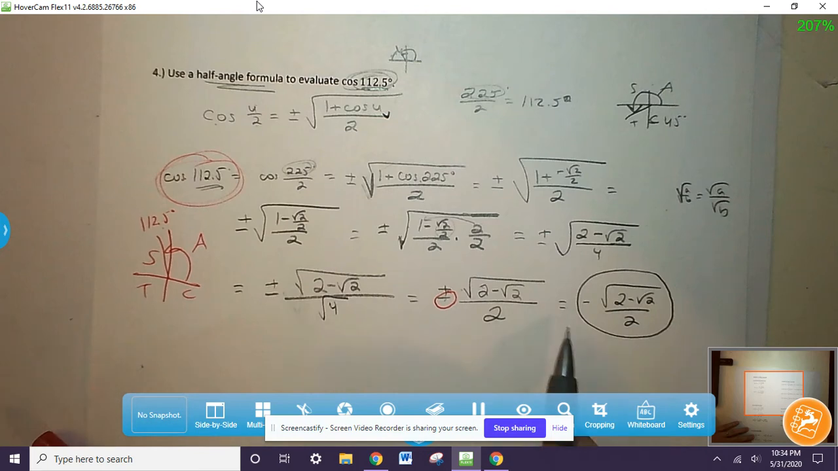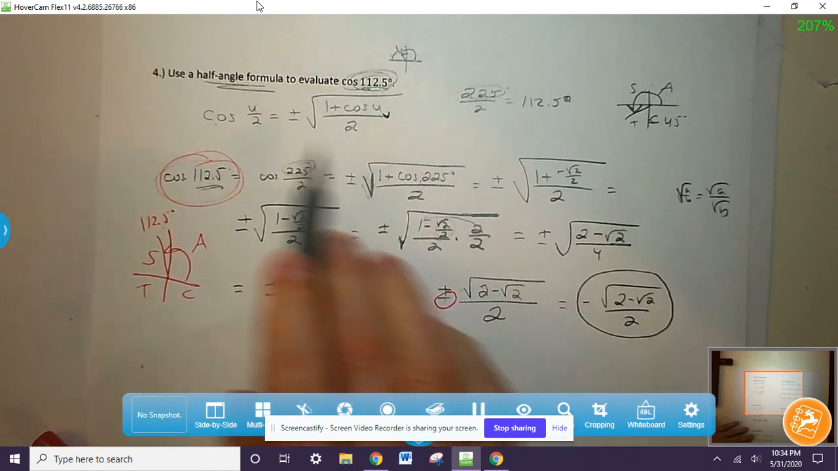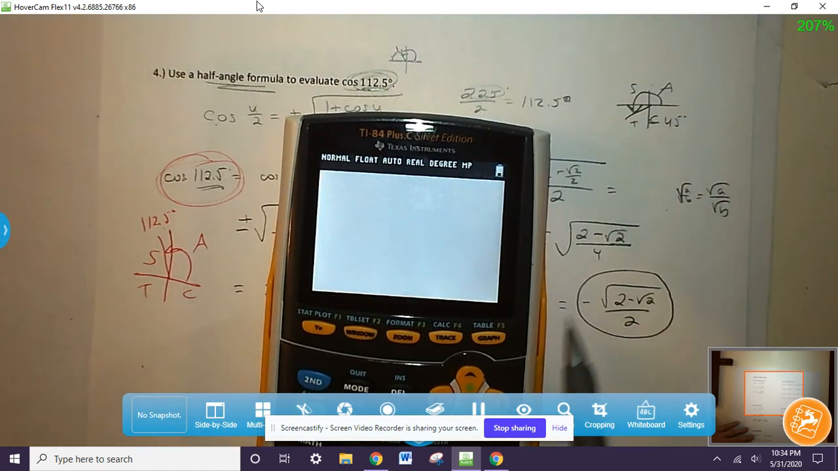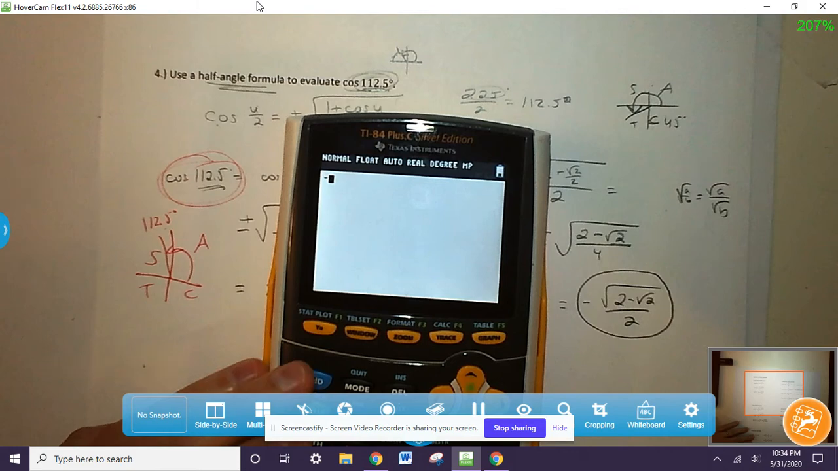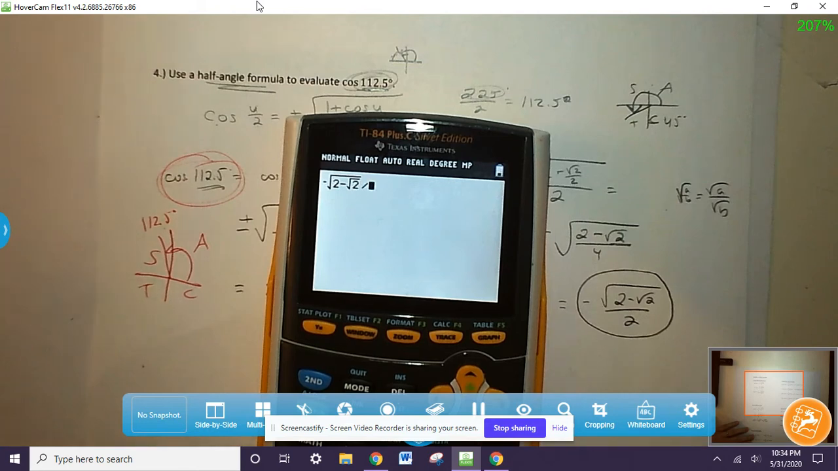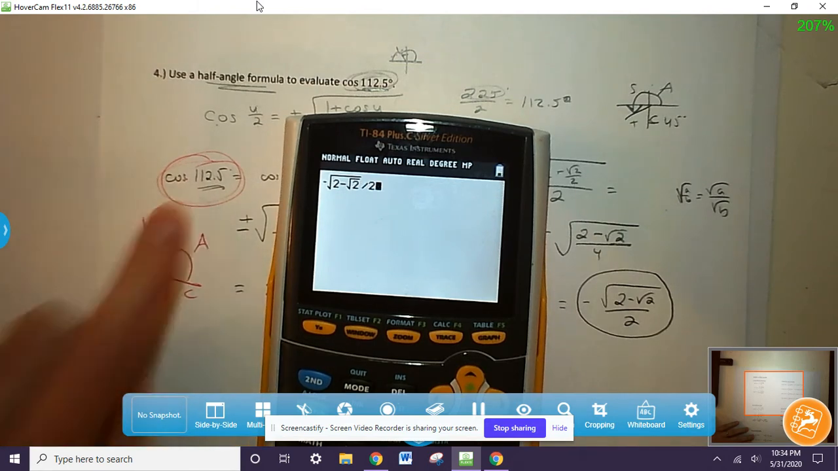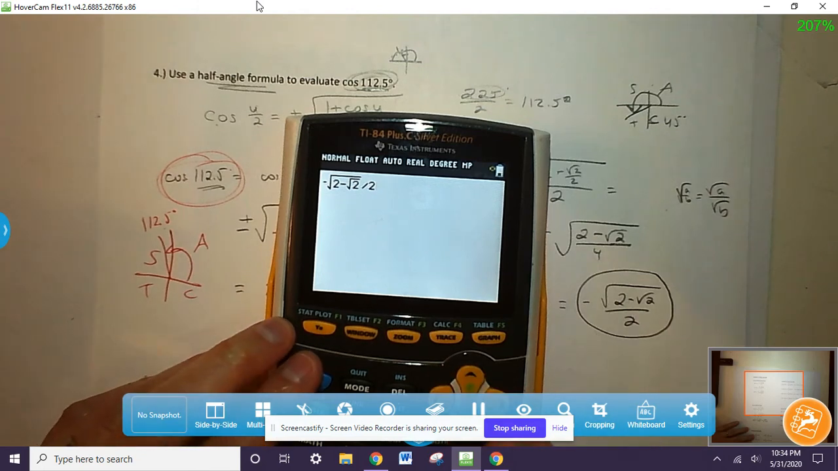And this is probably the first time you've had a formula where you had to select a positive or negative for the entire thing. But the reason that you need to select that is because you want to make sure that when you find this value, whatever you're getting for cosine of 112.5 needs to be negative. So I have that entire thing that's negative.